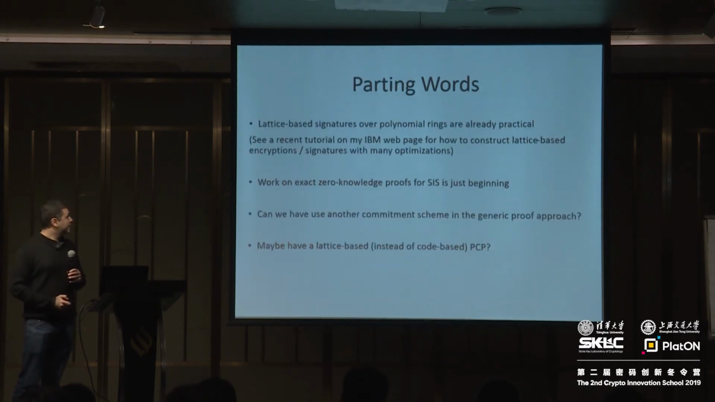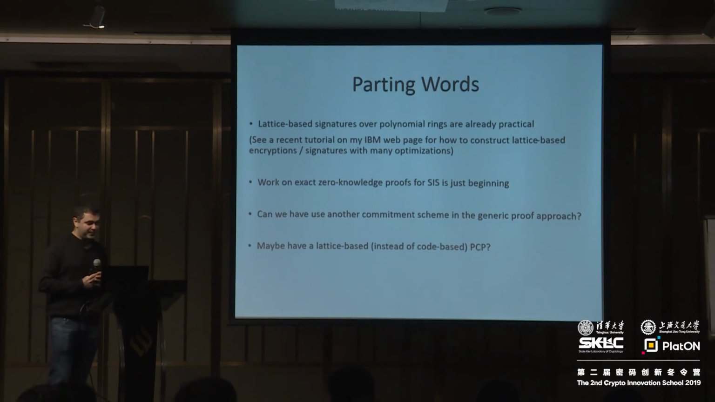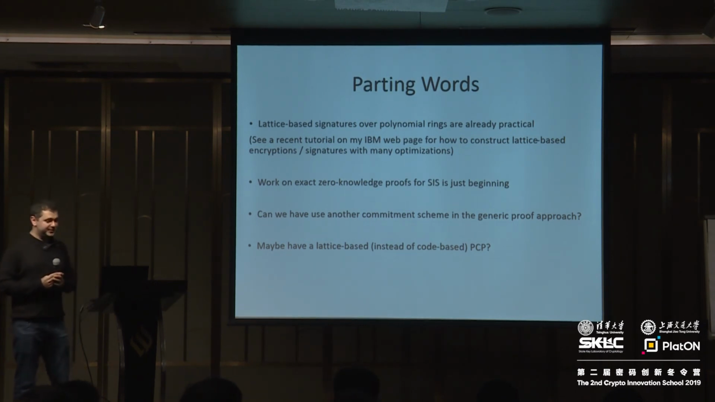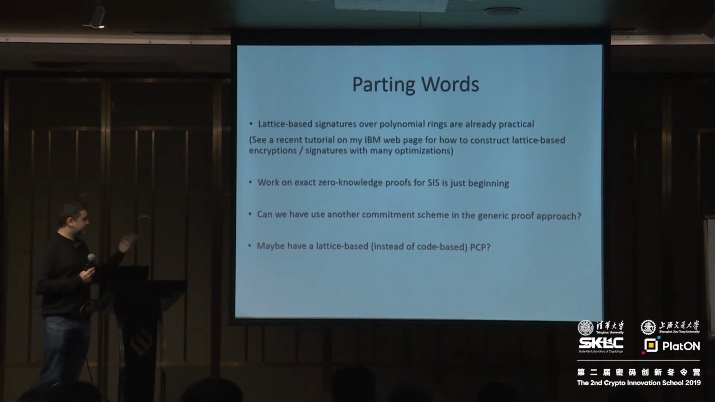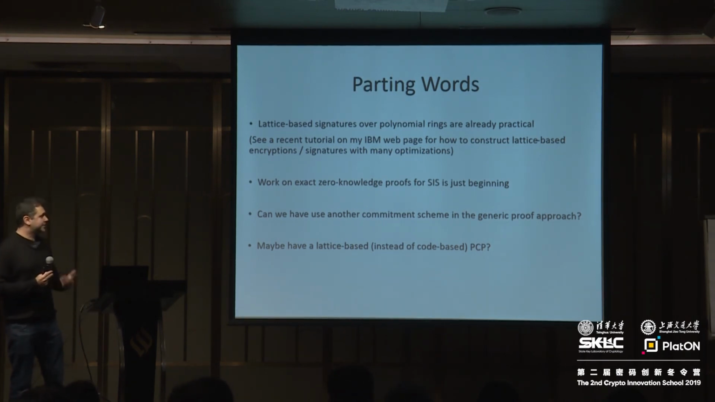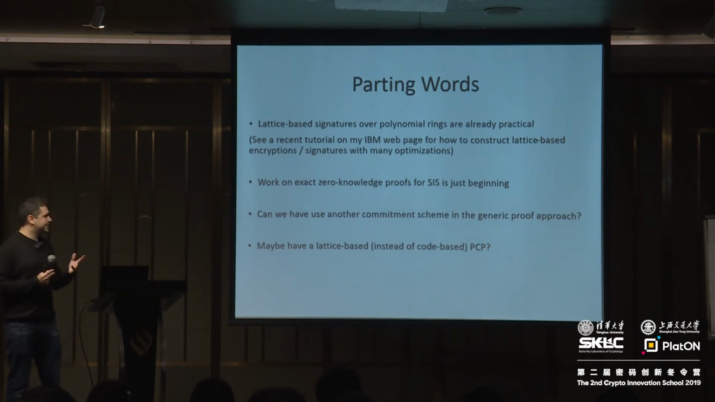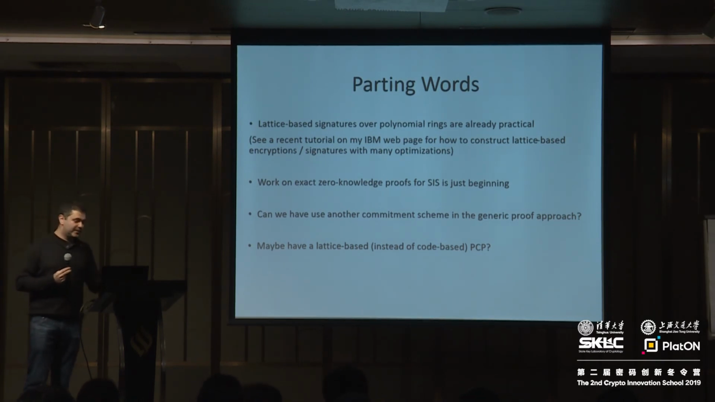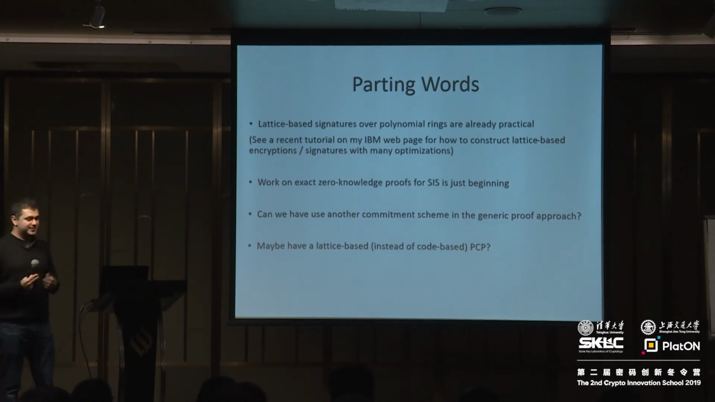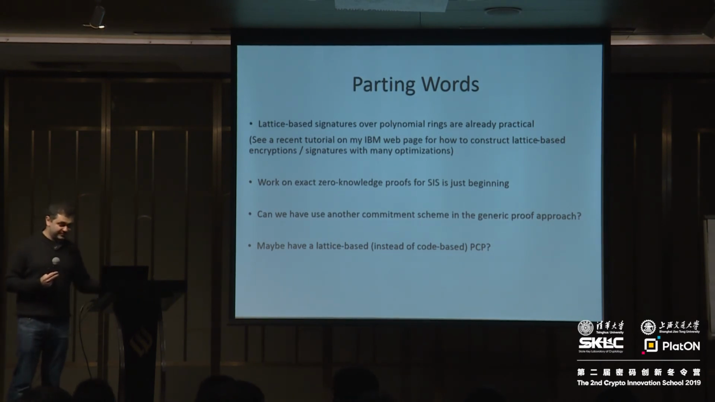Okay. So, just some parting words. Lattice-based signatures over polynomial rings are practical. So, signatures you can do with lattices. And actually, I had to write something up, so I put on my webpage how to construct these efficient lattice-based encryptions or signatures with many optimizations. Because a lot of the annoying part of lattice constructions is that these little optimizations lead to factor 2 improvements, factor 4 improvements, but they're really important in practice. So you can search for it on my webpage.